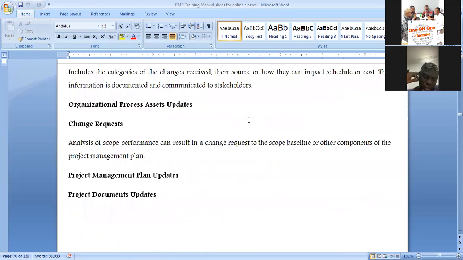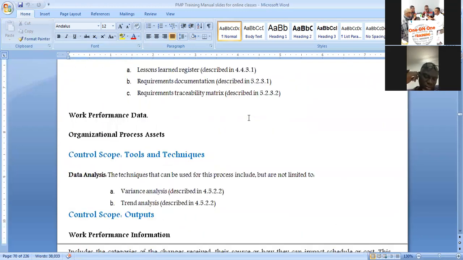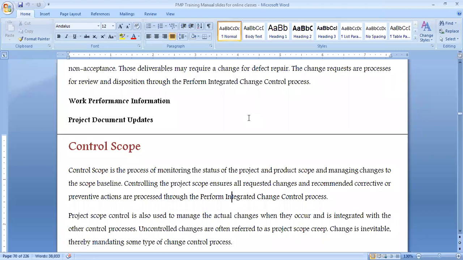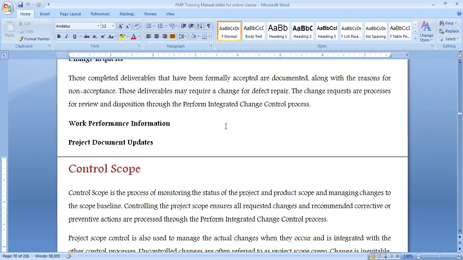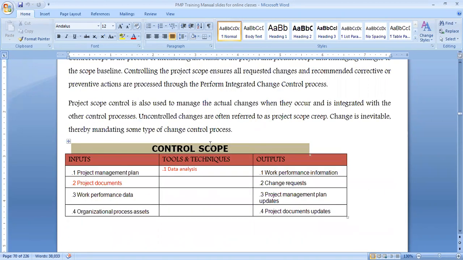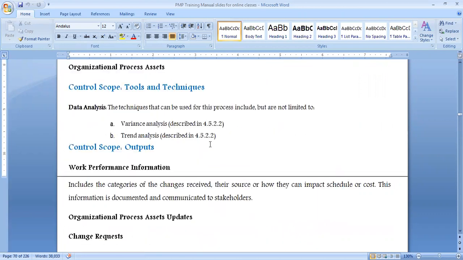So this brings us to the very end of what is expected of us to do within this knowledge area. We will move from cradle to cradle, starting with plan scope management, moving on to defining scope, then we create the WBS, then we validate scope and move down to control scope. So we will call it a day.